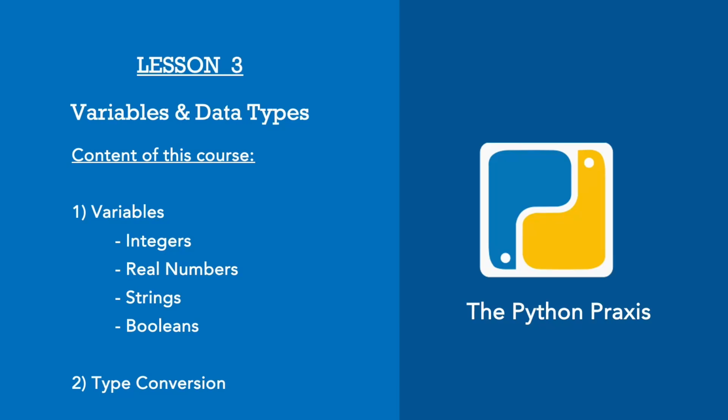In today's session, we'll explore one of the most fundamental yet powerful concepts in Python programming: variables and data types. By the end of this lesson, you'll be able to store, process, and manipulate information efficiently in your Python code. In this lesson, we'll cover two main topics. First, we'll dive deep into variables, including integers, real numbers, also known as floats, strings, and booleans. Then, we'll look at type conversion, how we can smoothly convert from one data type to another. Ready to jump in? Let's go.